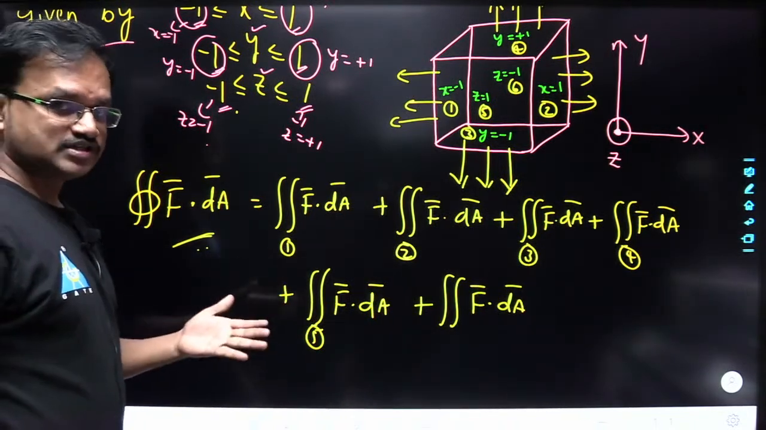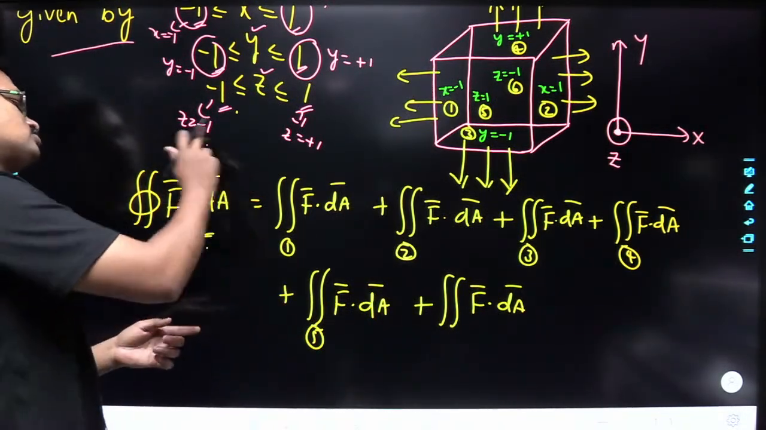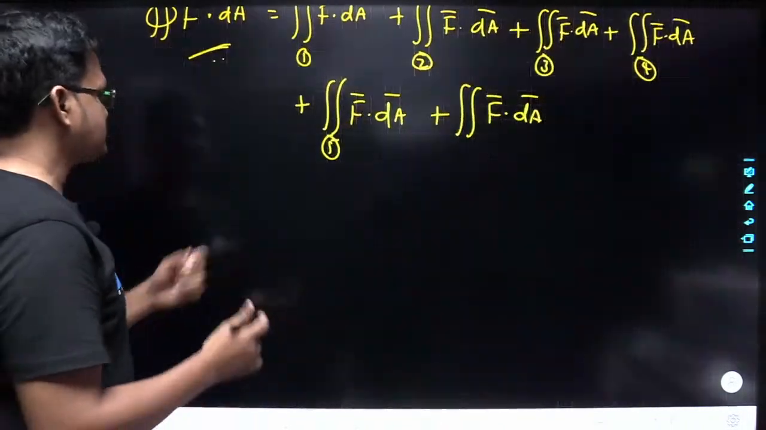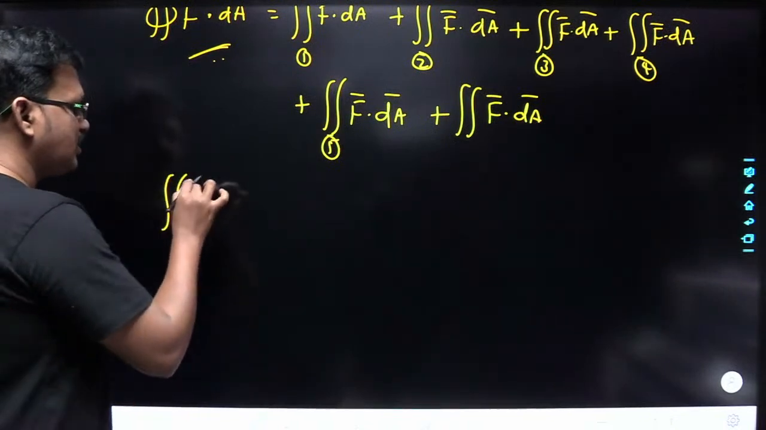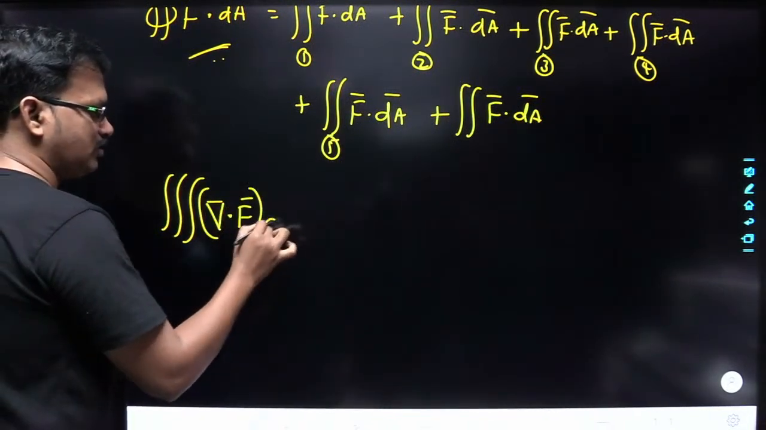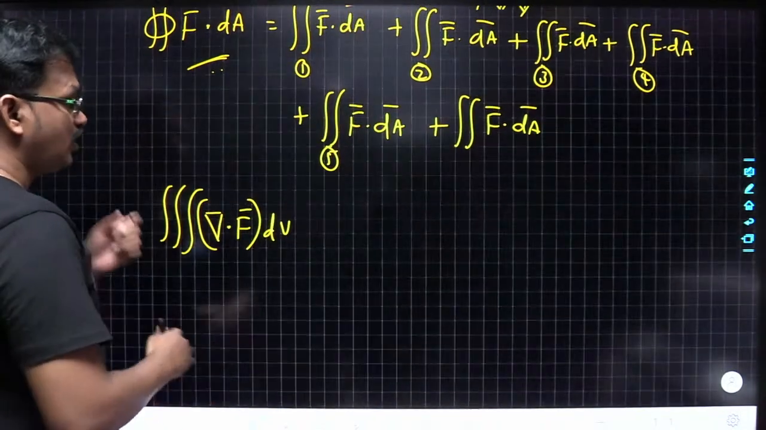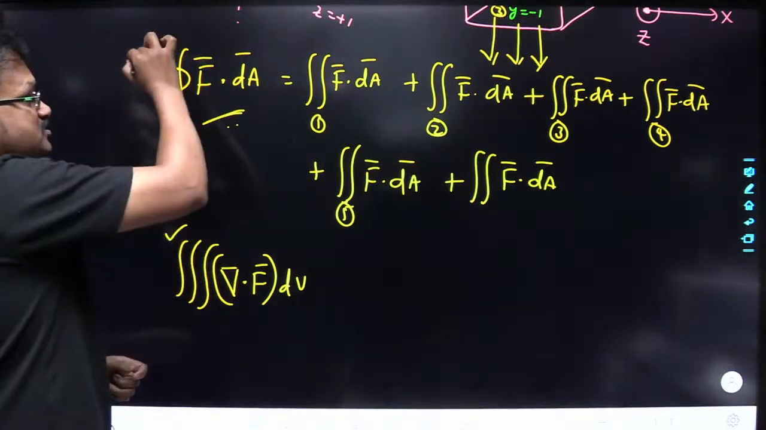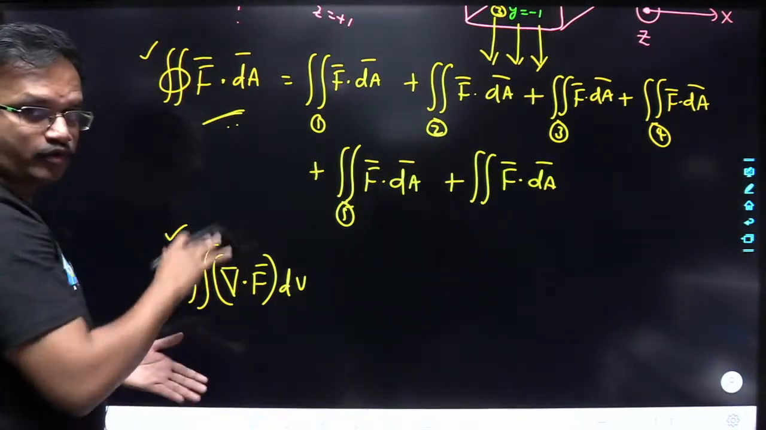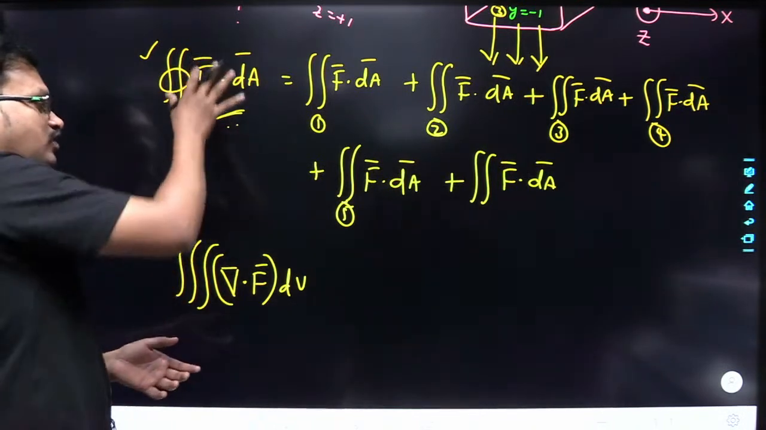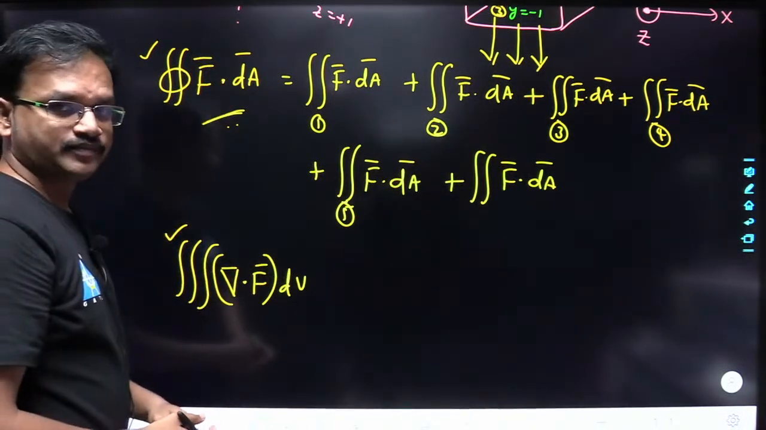By using the divergence theorem, we can represent this closed surface integral of F bar dot dA bar as the triple integral of divergence of F bar into dV. Yes or no? So whether you solve the problem by using this expression or this expression, both must give you the same result. According to the divergence theorem, this one and this one both must be the same.